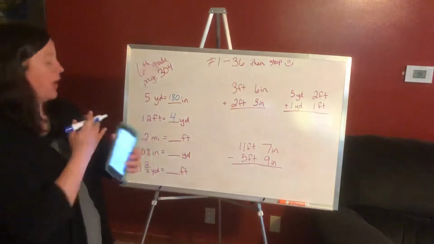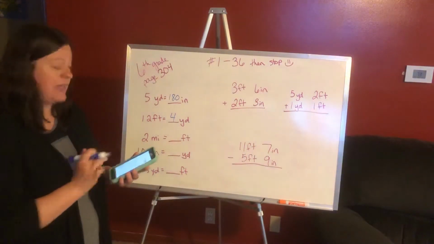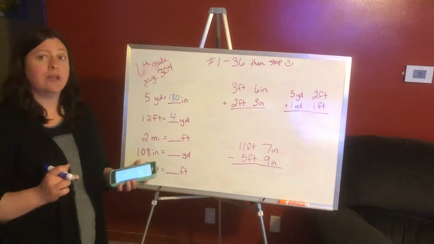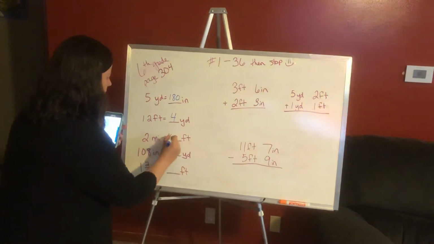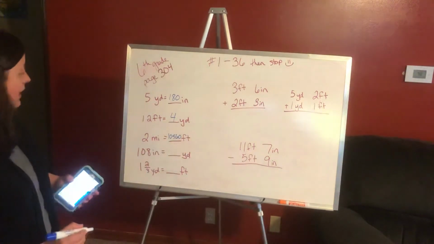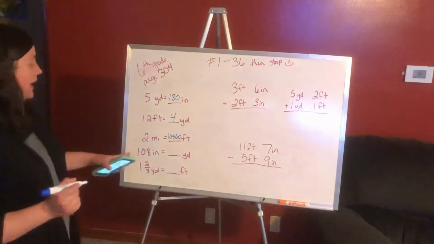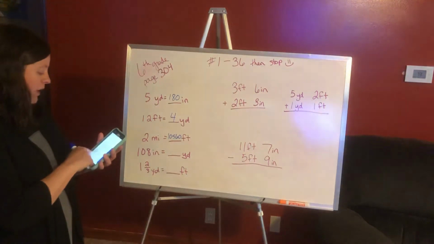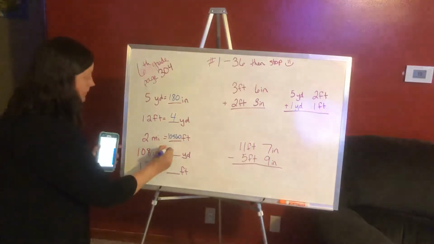You're going larger to smaller, so you're going to multiply, and you should know that there are 5,280 feet in a mile, and if you've got 2 of them, you're multiplying by 2, and you get 10,560. All right, the next one is inches to yards. We're going smaller to larger, so we're going to divide. There are 36 inches in a yard, so just do 108 divided by 36 equals 3.